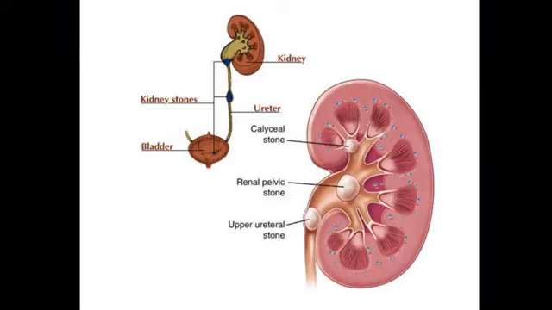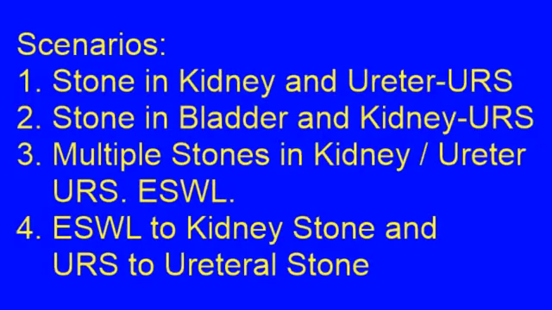And the scenarios that we'll try to cover today are, number one, stone in the kidney and ureter, and we treat it ureteroscopically. Number two, stone in the bladder and kidney, and this was a question from Dr. Grotus, and we do it cystoscopically. And number three, multiple stones in the kidney and ureter, and treating it ureteroscopically and with shockwave lithotripsy. And number four, shockwave to the kidney stone and ureteroscopy to the ureteral stone.